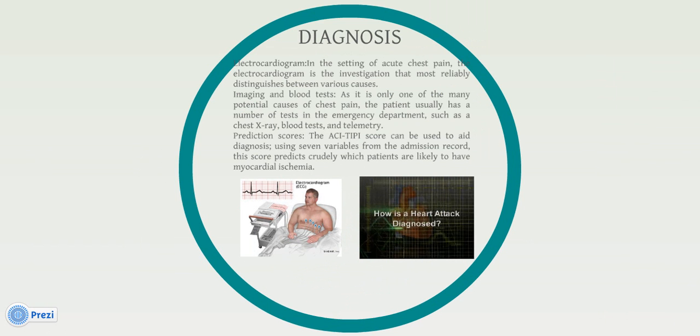Diagnosis. Electrocardiogram. In the setting of acute chest pain, the electrocardiogram is the investigation that most readily distinguishes between various causes. Imaging and blood tests. As ACS is only one of the many potential causes of chest pain, the patient usually has a number of tests in the emergency department, such as chest X-ray, blood tests, and telemetry. Prediction scores. The ACTA scores can be used to aid diagnosis, using 7 variables from the admission records. These scores crudely predict which patients are likely to have myocardial ischemia.